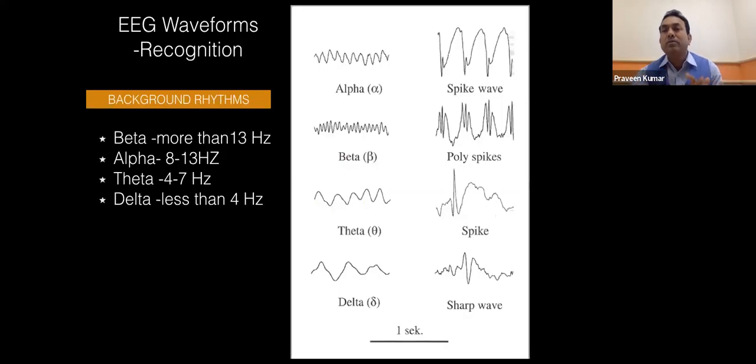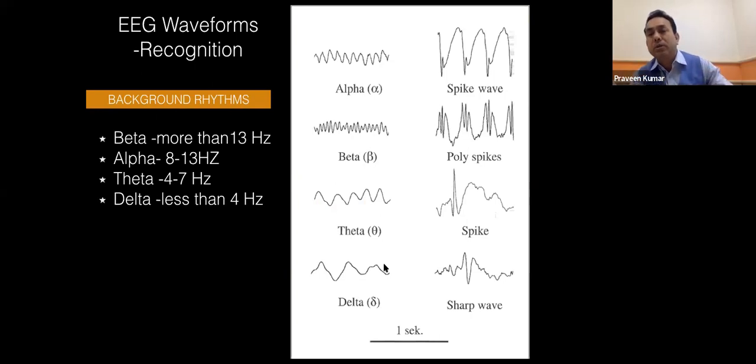Based on the frequency, you divide the EEG waves: either they are in the alpha range, 8 to 13 hertz, as we just saw, or in the beta range, which we saw in the frontal fields, more than 13 hertz, or they are slower waves like theta, which is 4 to 7 hertz, and delta, which is less than 4 hertz. So less than 4 waves per second will be delta waves. These are the four basics of waveforms in terms of their frequency.